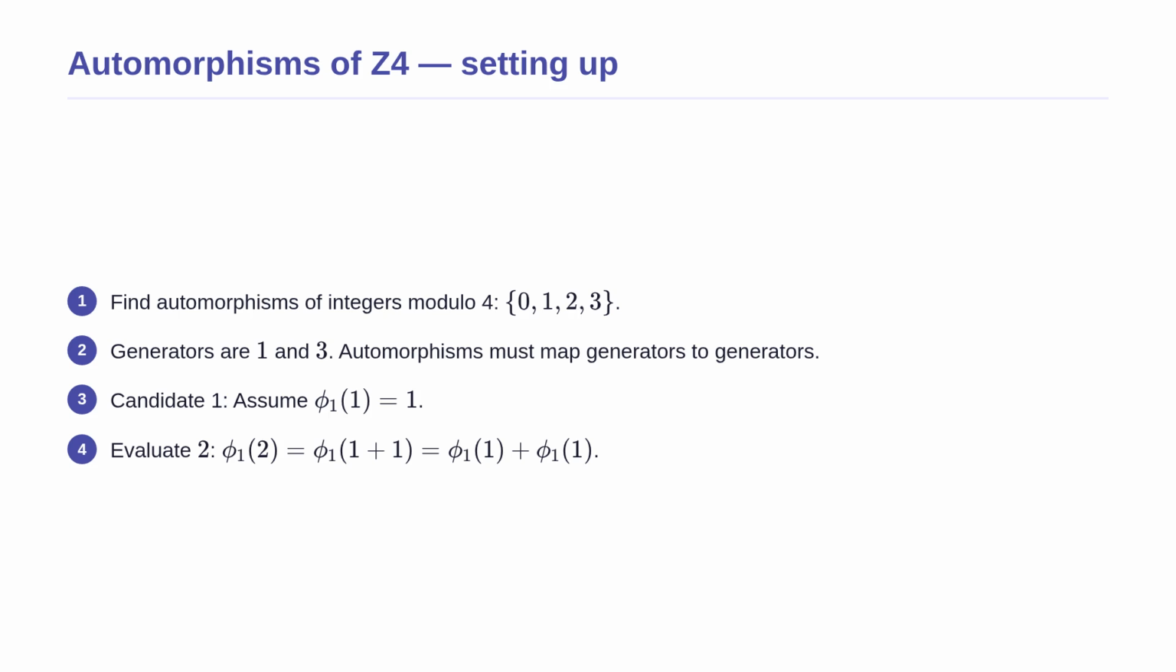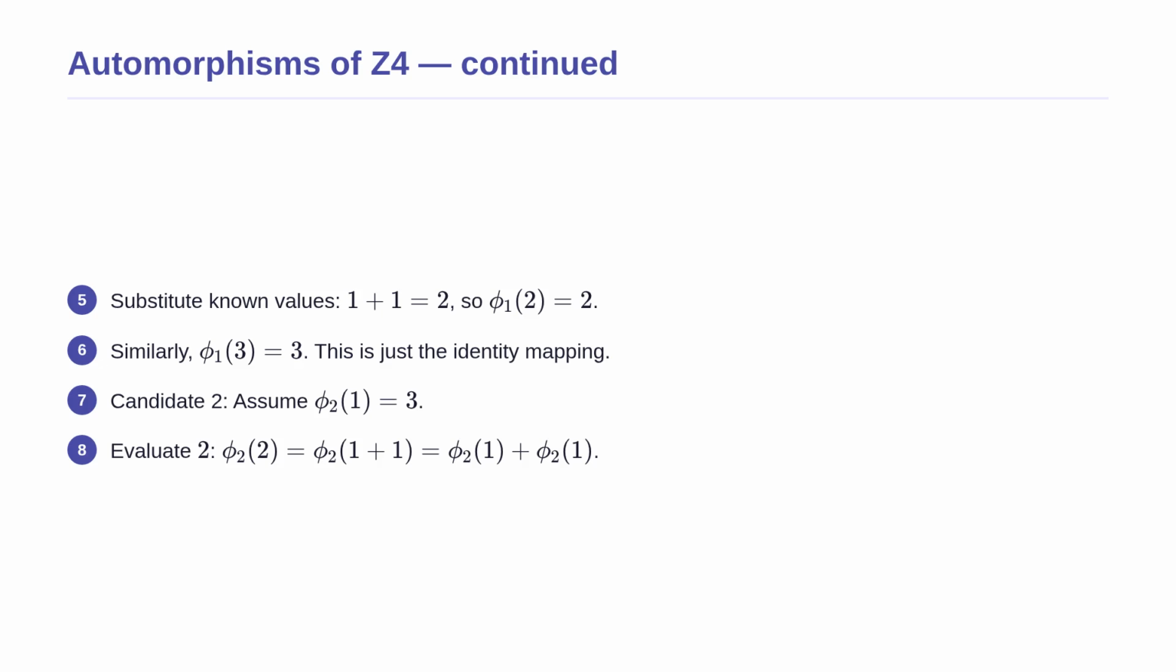To see what happens to the number 2, we write it as 1 plus 1 and split the function. Continuing with our first candidate, we substitute the known value of 1. 1 plus 1 equals 2, so 2 maps to 2. Following this logic, 3 maps to 3. This candidate is simply the trivial identity mapping.